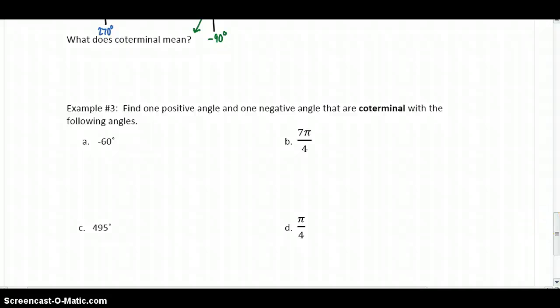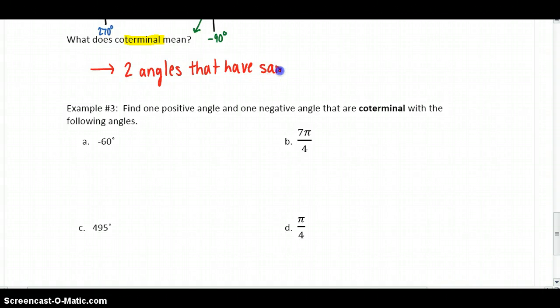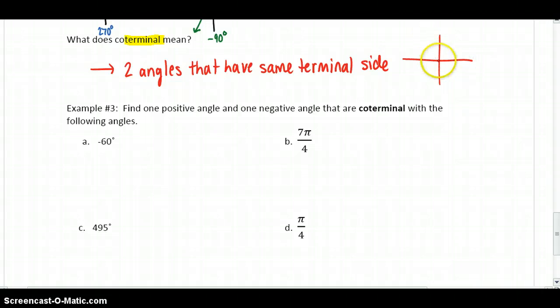All right, the last thing I want to talk about is what coterminal means. What I want you to really notice from that word is the word terminal. Two angles are coterminal if they have the same terminal side. Remember, the terminal side, that's where it ends. So if you can picture it, if I have an initial side and a terminal side right here, and I wanted an angle with that same terminal side, I would just have to start with this one and then add that full circle and I'd be back where I started.